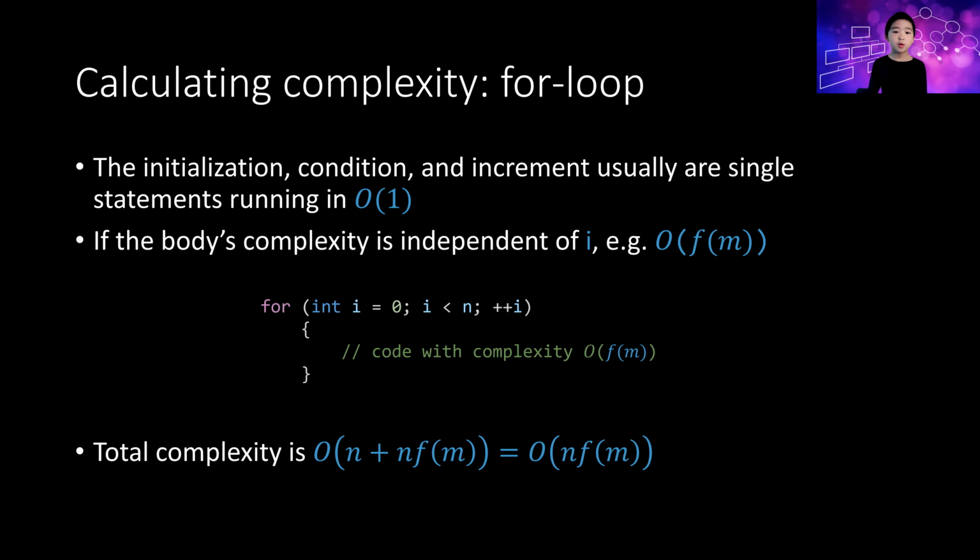So the total number of operations is simply to run the body n times. That's the nfm part, plus n times of the other constant operations. That's the n part. We know Fm must be at least O1, so nfm is the most dominant term, so that the final complexity is in the order of n times fm, or in the big O notation, ONFM.